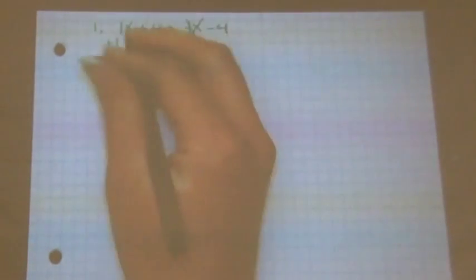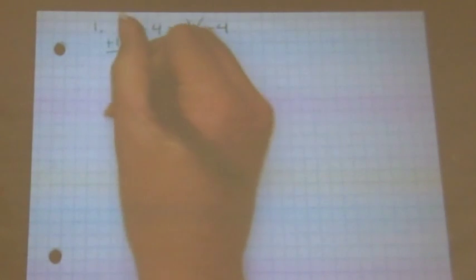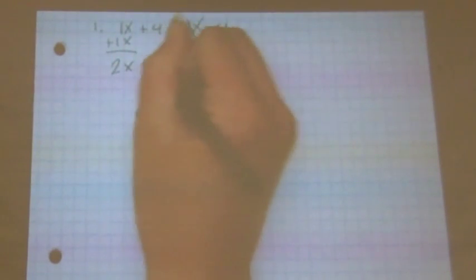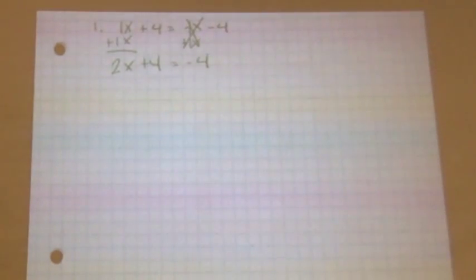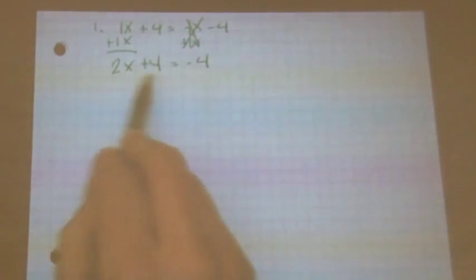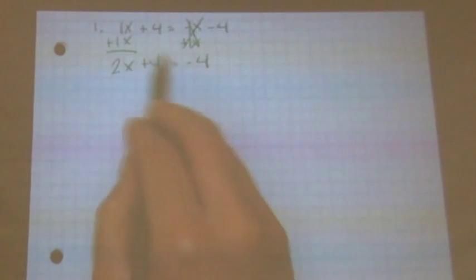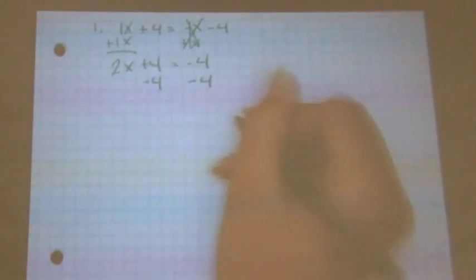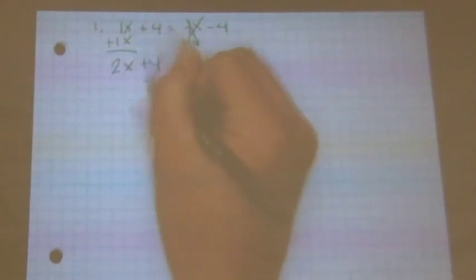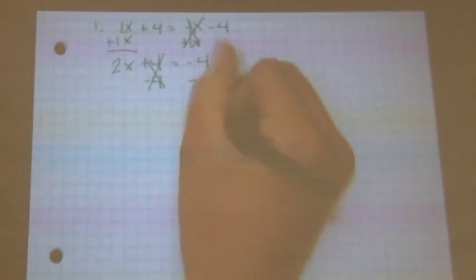So I add those x's together. 1 plus 1 gives me 2x. Bring down my 4. Bring down my equal sign, and bring down the negative 4. I want to get x by itself, so the next thing I'm going to do is get rid of this 4 here. So minus 4. Whatever I do to one side, I've got to do to the other. So this cancels out. This one becomes negative 8.